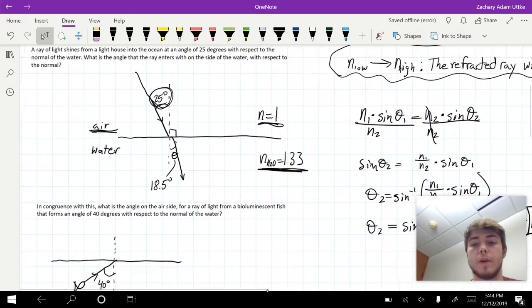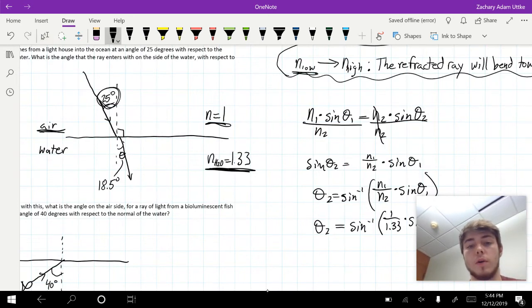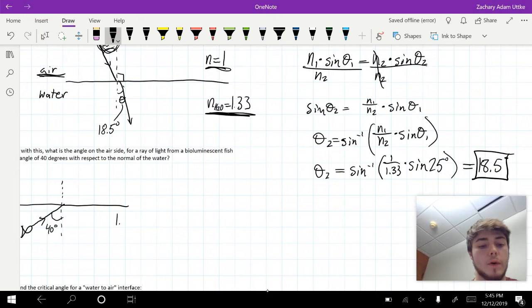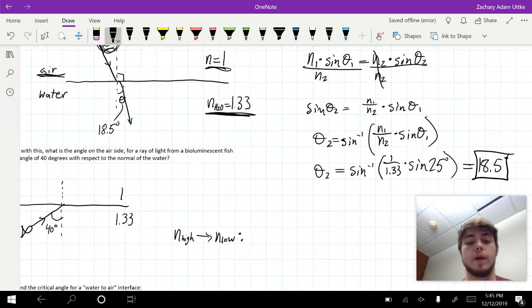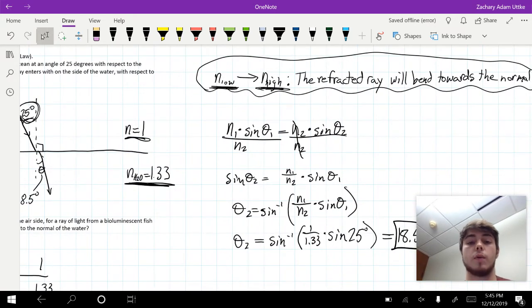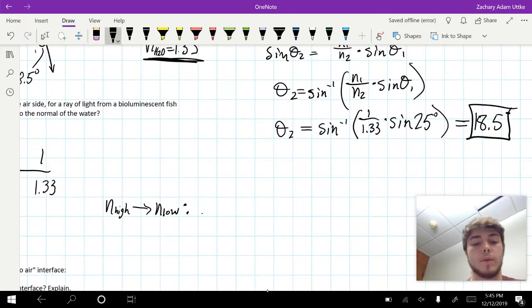If before we went from a low dense medium to a high dense medium, what will we think will happen in reverse? Now we're going from water, which is 1.33, to air, which is just 1. We're going from high to low, so n high to n low. Basically, it's just the other way around. Before, the light ray that was refracted bent toward the normal. Now it will bend away from the normal.